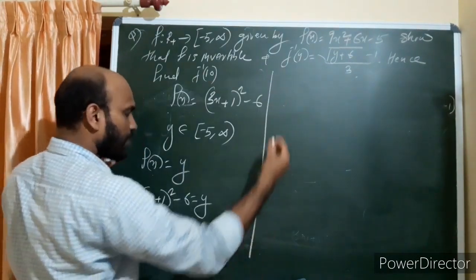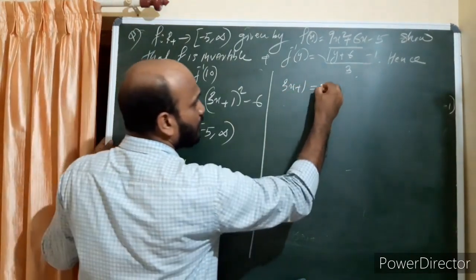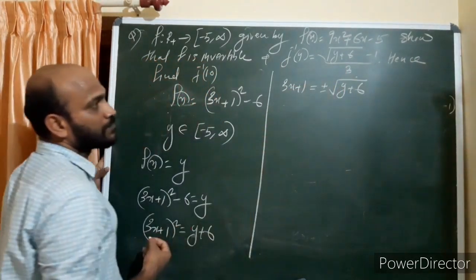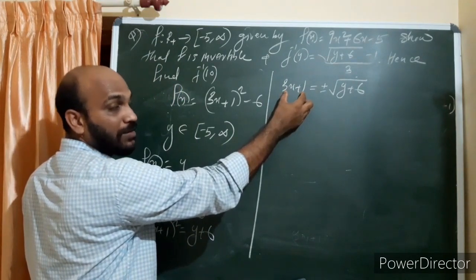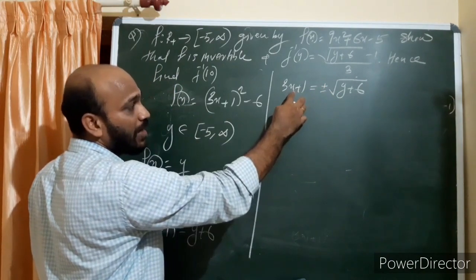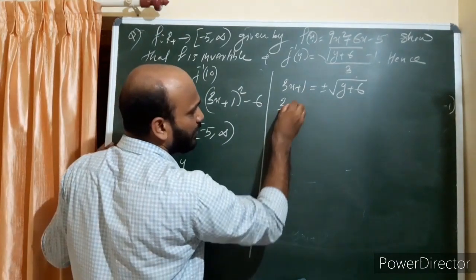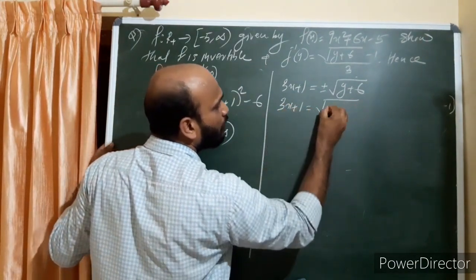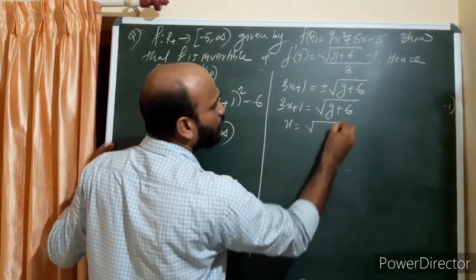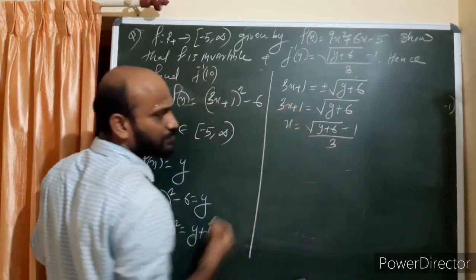So 3x plus 1 you will get plus or minus root of y plus 6. Since 3x plus 1 is positive, it should be a positive value because x is an element of the domain. Domain is all positive real numbers. So next step, 3x plus 1 is equal to root of y plus 6. So x equal to root of y plus 6 minus 1 by 3 you will get.